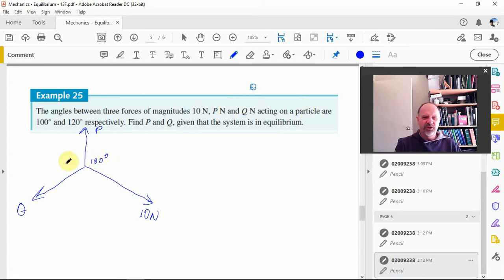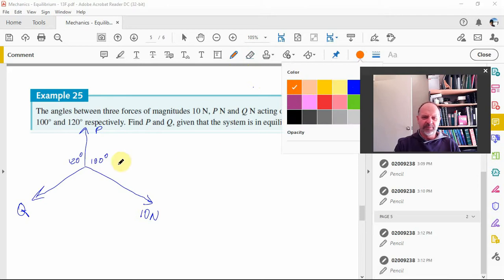And between P and Q is 120. And I'm just going to leave that at that. So I said I was going to show you a different method to find P and Q given the system is in equilibrium. We could use Lami's theorem just like I did before, but I'll show you a different method. And the different method goes this way.